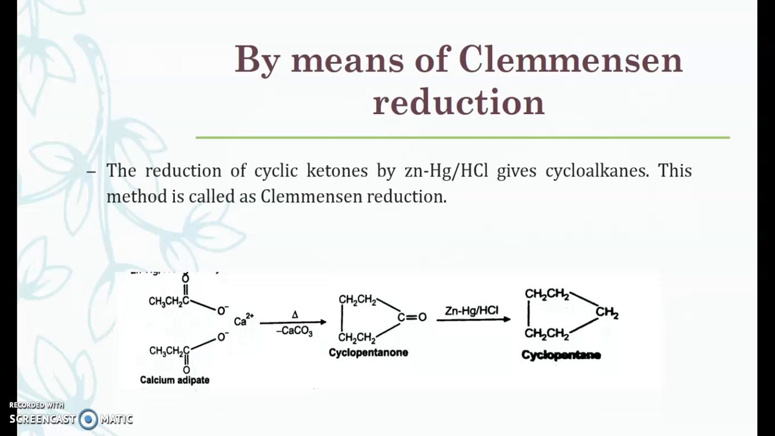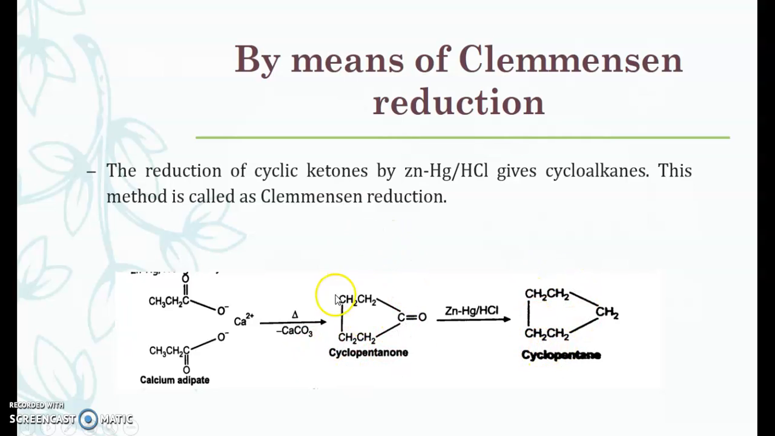Here we can see this particular reaction. Calcium adipate, on heating, loses calcium carbonate, which leads to the formation of cyclopentanone. Actually, the Clemmensen reduction reaction starts from here. Cyclopentanone, which is a cyclic ketone, on reaction with zinc amalgam in the presence of hydrochloric acid, is converted into the alkane. This is nothing but our Clemmensen reduction.